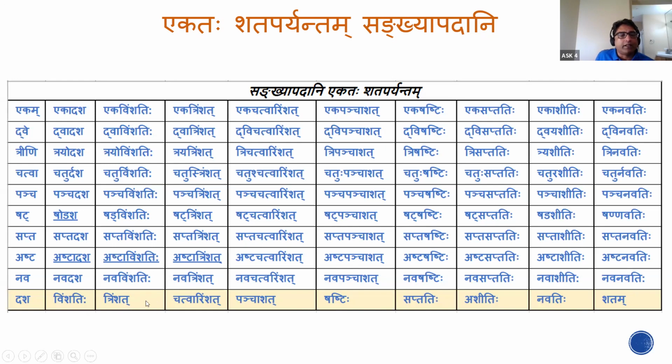Okay? This ending, it's not guaranteed. There are differences. And afterwards, Shashti, Saptatihi, Ashitihi. These four, five of them have Visargaha. Five of them do not have it. So you have to be a little careful.